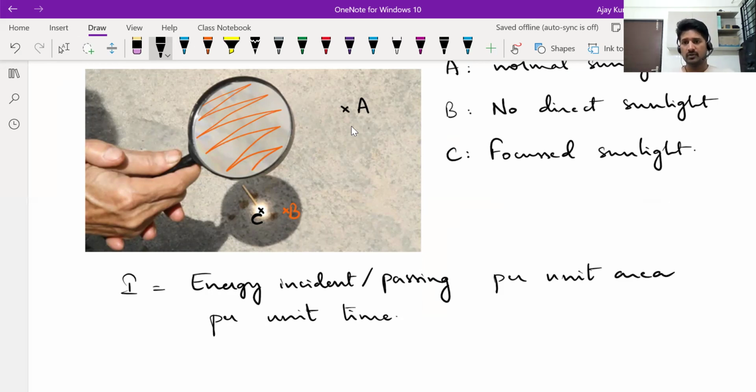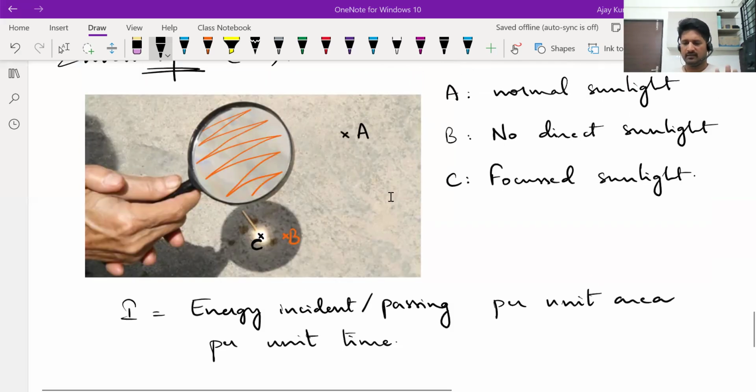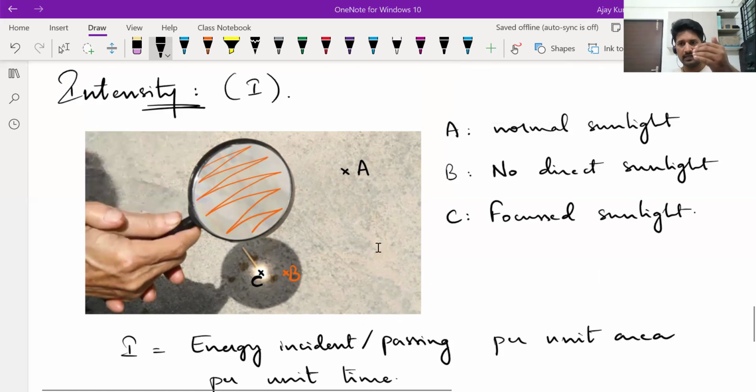Okay. So intensity basically depends on how much energy is being delivered per unit time and in how much area it is being delivered. Energy per unit area per unit time is what we generally call intensity. And here, the difference between the light at A and the light at C is intensity itself.